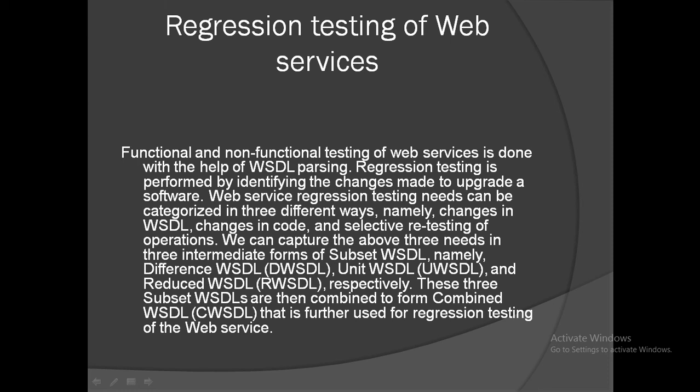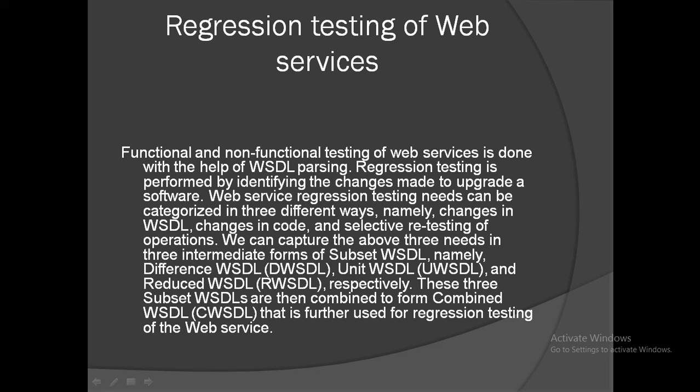Web services regression testing needs can be categorized in three different ways, namely changes in WSDL, changes in code, and selective retesting of the operation. So remember this: if I change the code, I can again retest the operation with the help of WSDL.